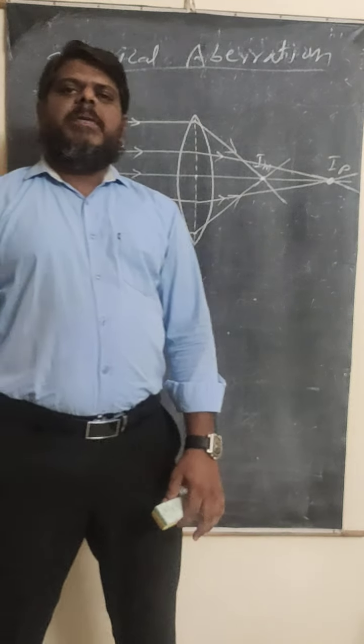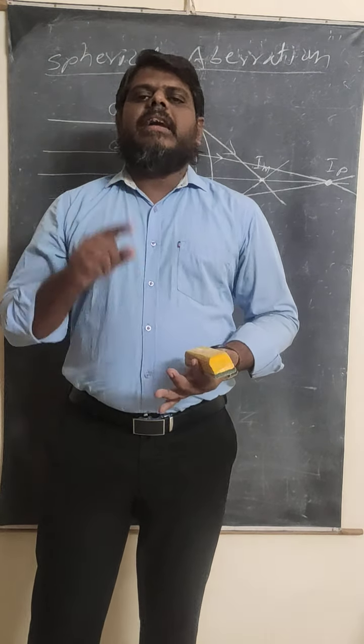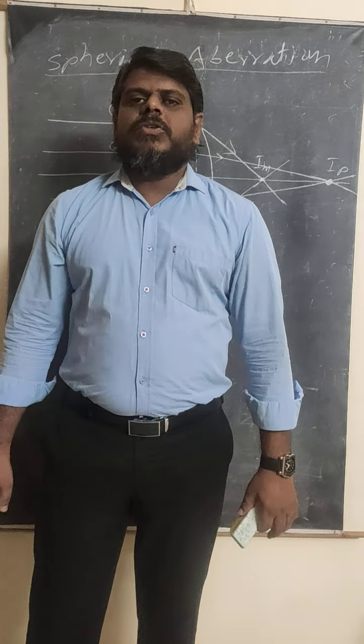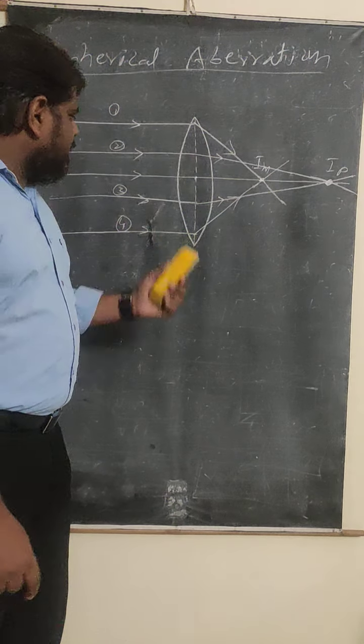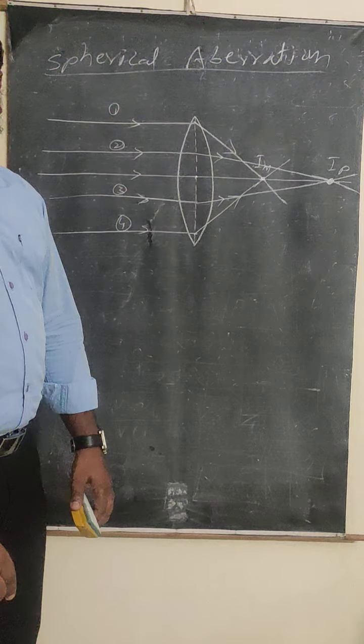So what is the main reason for spherical aberration? The main reason is the marginal rays and the paraxial rays. Now we are going to discuss how we can eliminate this spherical aberration.